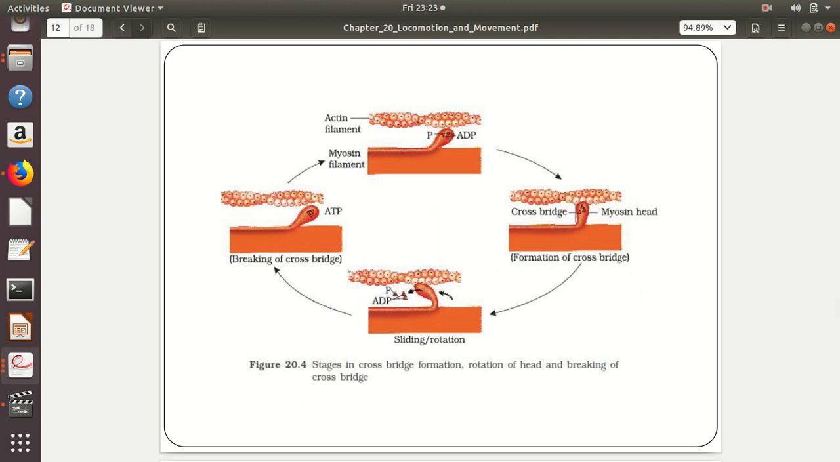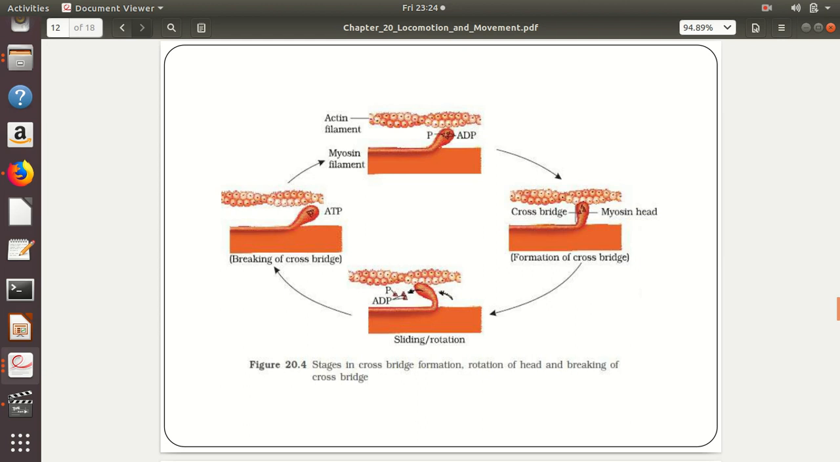Now the stages in cross bridge formation. In the first diagram, there is the actin filament and there is ADP and P. In the next diagram, during the cross bridge formation, the myosin head comes in contact with the actin filament and a cross bridge is formed. The sliding or rotation of the myosin head happens, and there is a release of inorganic phosphate and ADP, as well as the straightening of the actin filament.